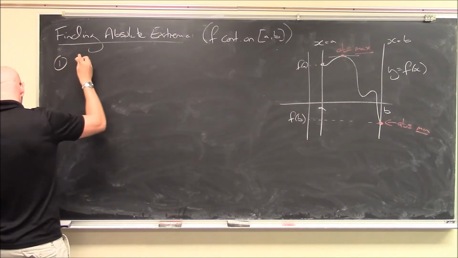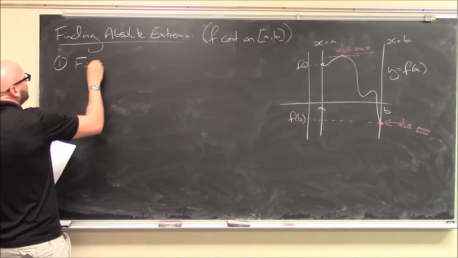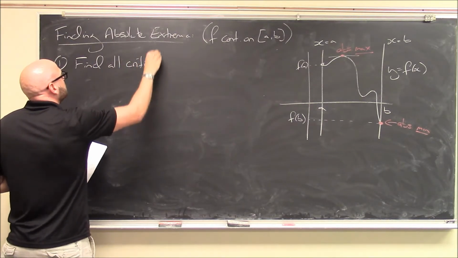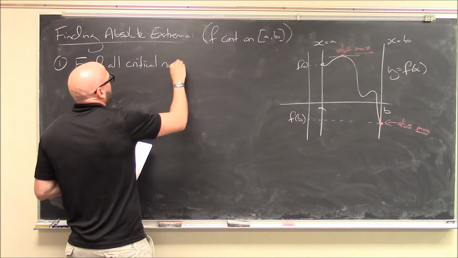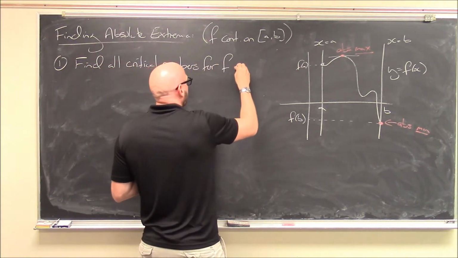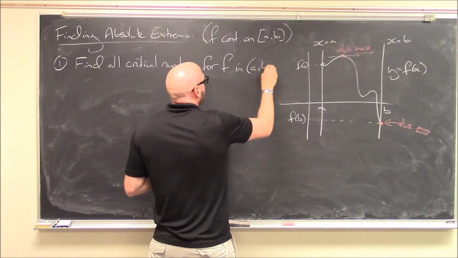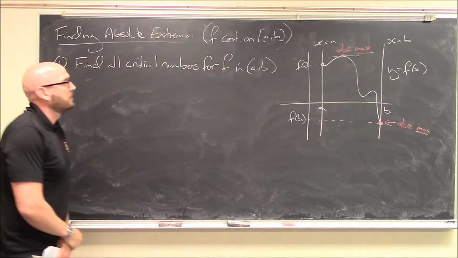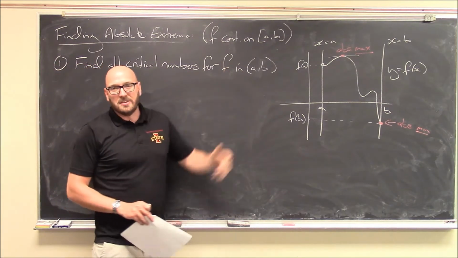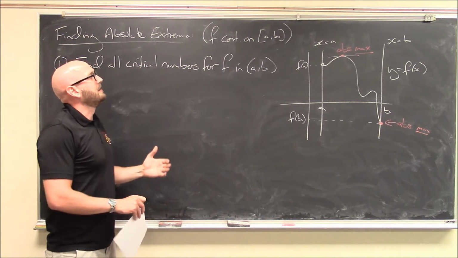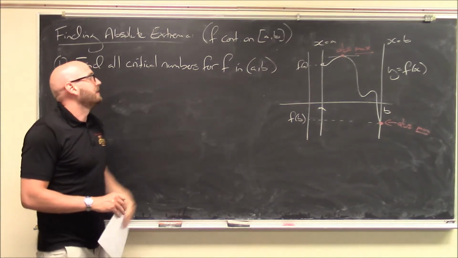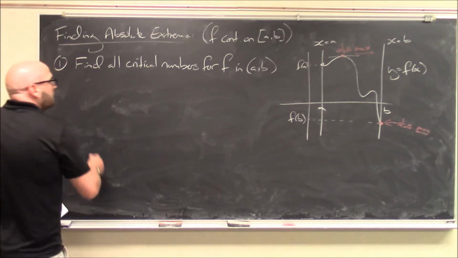So here's step one. Step one, find all critical numbers. We've done a lot of this already. Find all critical numbers for f in the open interval a to b. So don't worry about the endpoints. By the way, throughout this class I've tried to write f of x all the time because it feels a little more natural, I think, in a business calc class. But when I write just f, I mean the function f of x. Right? So find all critical numbers.